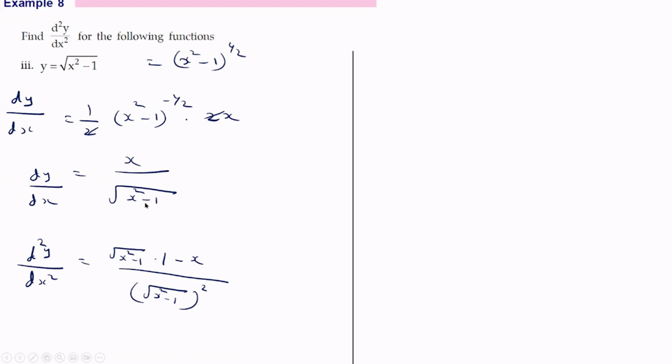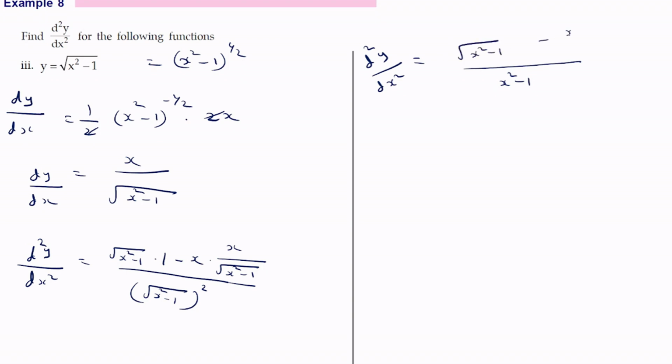So the derivative of root of x square minus 1 is nothing but x by root of x square minus 1, into x by root of x square minus 1. So d square y by dx square is equal to, denominator will be x square minus 1 into root of x square minus 1 minus x square by root of x square minus 1. Now let us take LCM. LCM is root of x square minus 1.